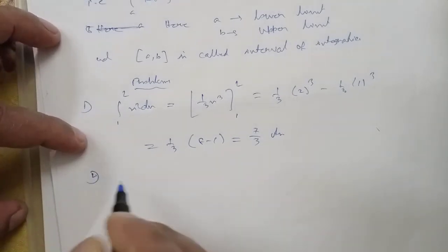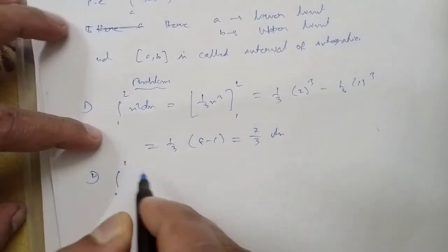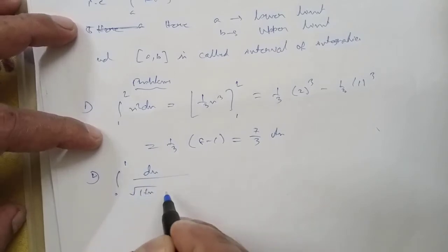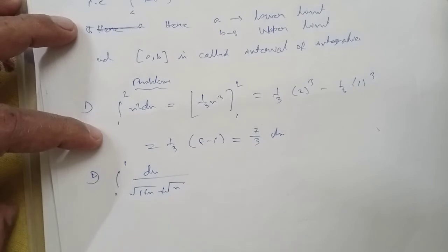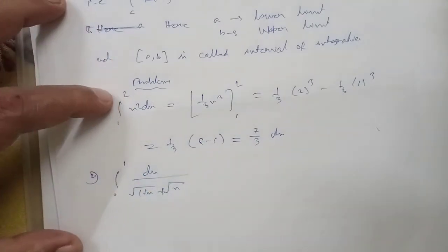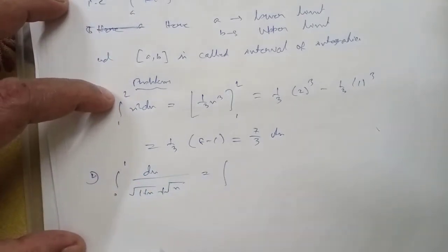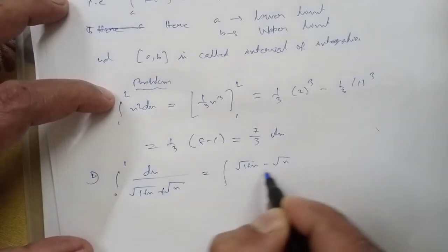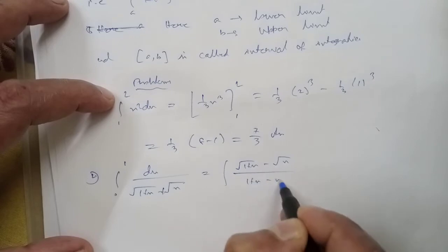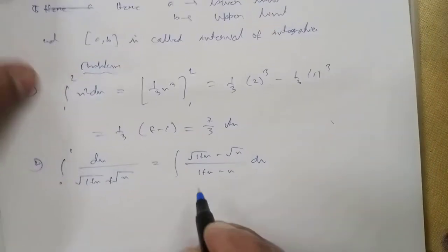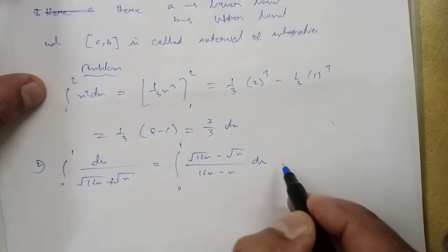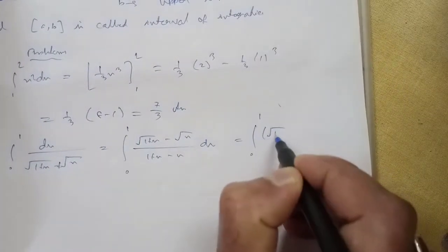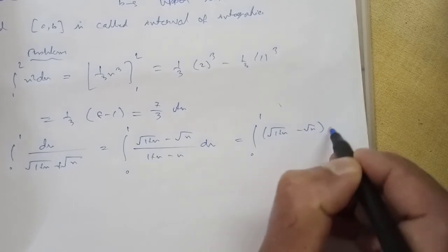Next example, integration 0 to 1 dx by under root 1 plus x plus under root x. How do you solve this? First rationalize the denominator. We get root over of 1 plus x minus root over of x, and in the denominator 1. So ultimately we get integration 0 to 1 of under root 1 plus x minus under root x dx.